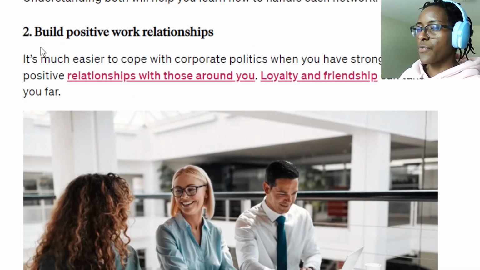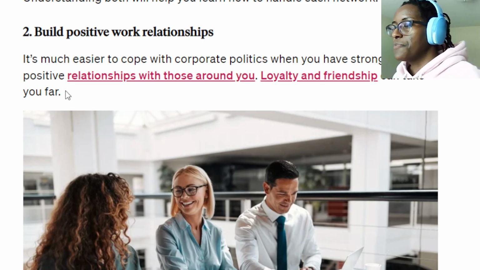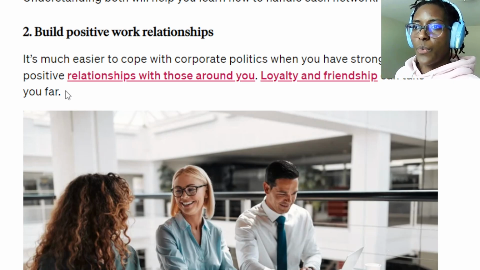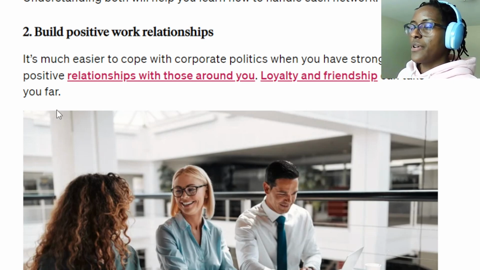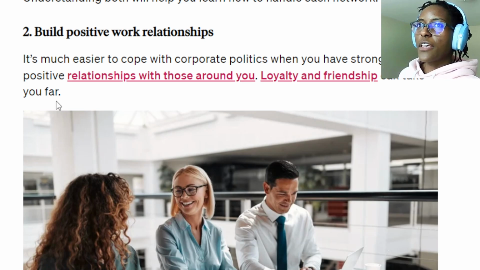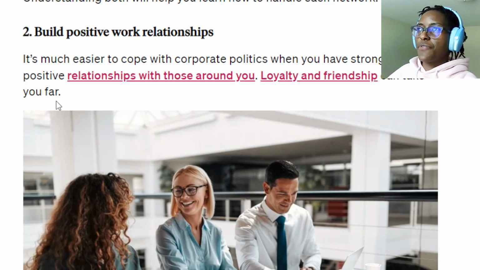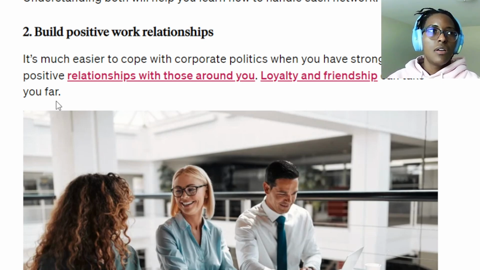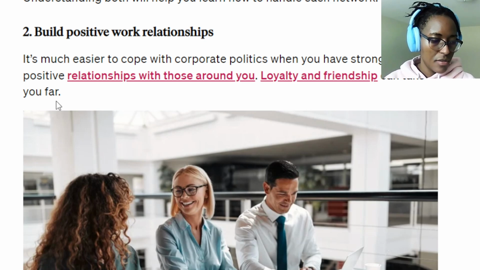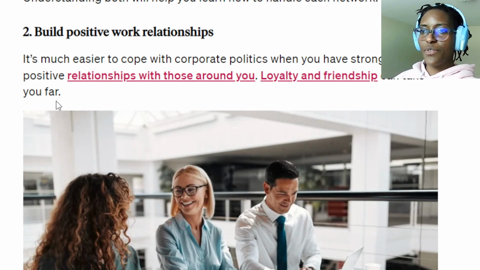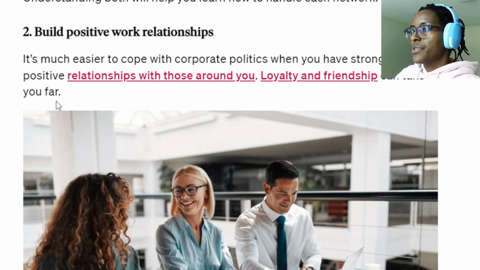Second, build positive work relationships by showing... I remember when I was in corporate, I would avoid office politics by talking to everyone. There are usually different cliques that are built based on ethnicity or race or gender, whatever sports teams you're following. But I try to be friendly with all the different groups.